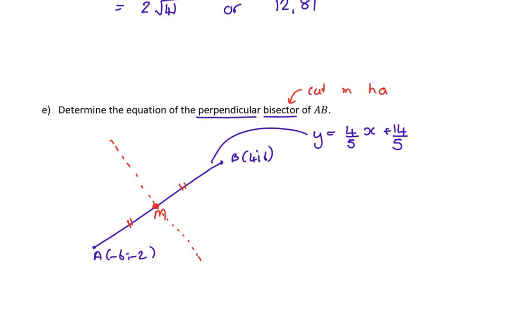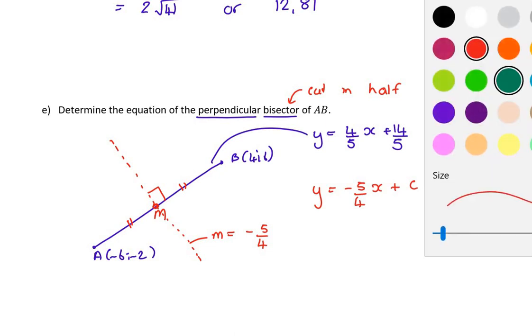Perpendicular basically means at 90 degrees. Now that's wonderful, because we already know the gradient of the perpendicular line: swap the fraction round and change the sign. Because FG was perpendicular, my perpendicular bisector is going to have a gradient of negative 5 over 4x, but I don't know my y-intercept. So the question is, what is a point on this line?